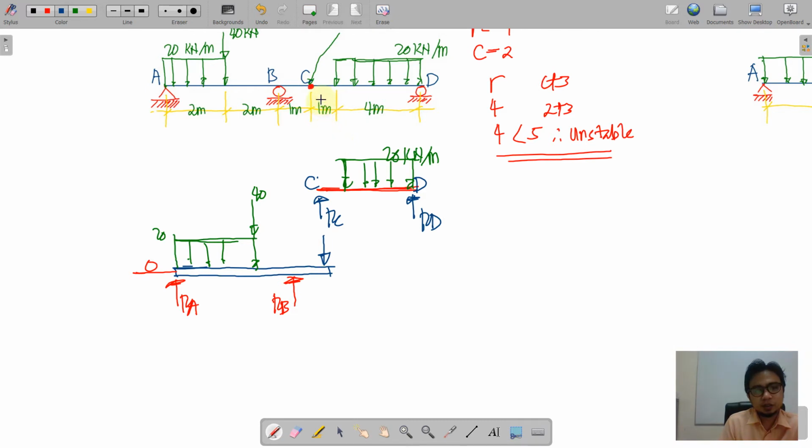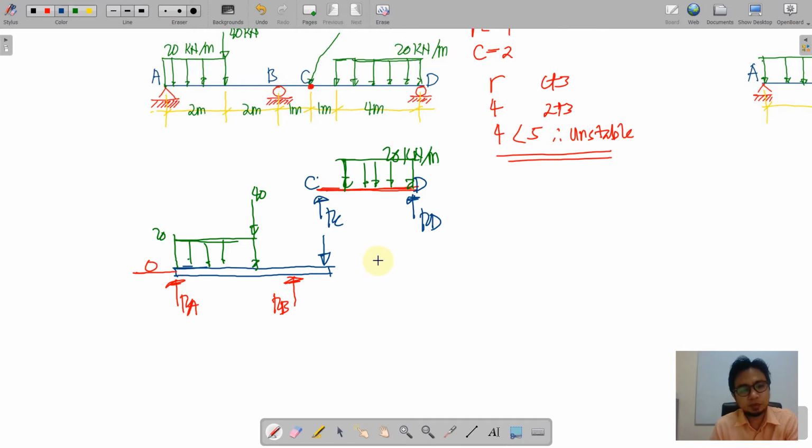It is just involving a single reaction that is vertical. However, there is no horizontal force. So therefore, if this is 0, the internal roller is still feasible for this beam. Okay, but once there will be a value for this horizontal force, there will be no other loading to counter that, and that makes it unstable.